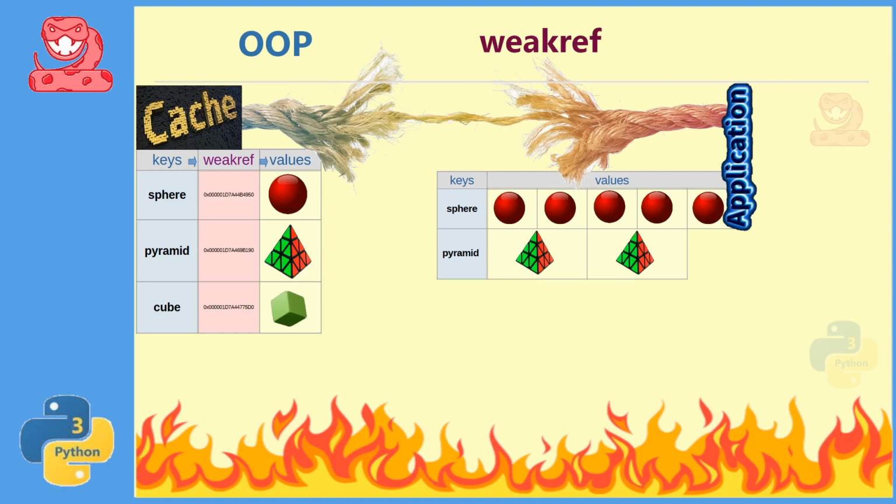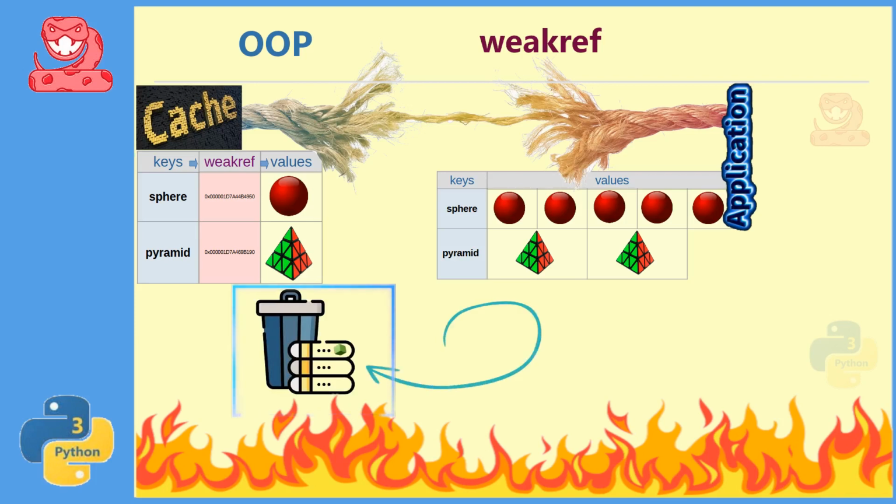Let's suppose our application stops requesting objects of type cube. The garbage collector will automatically detect this and remove the cube object from the cache.